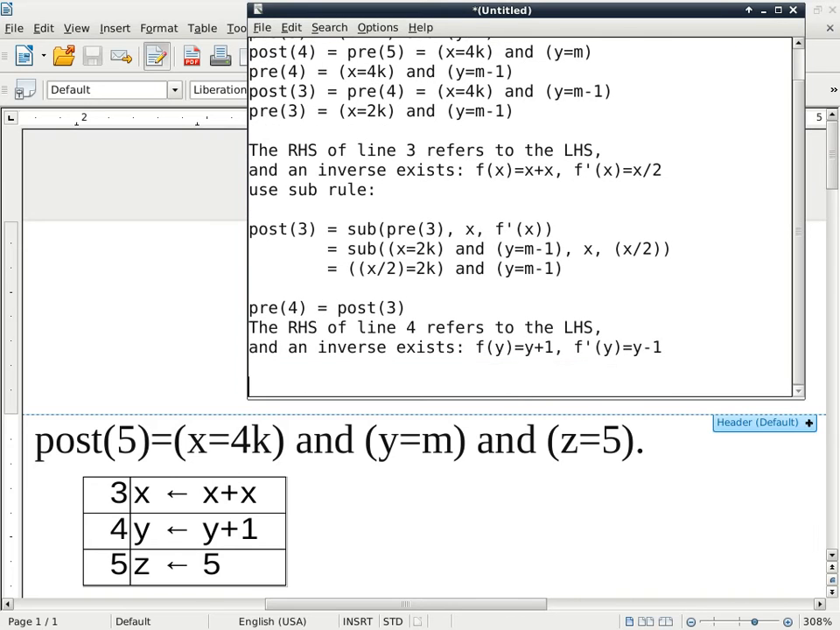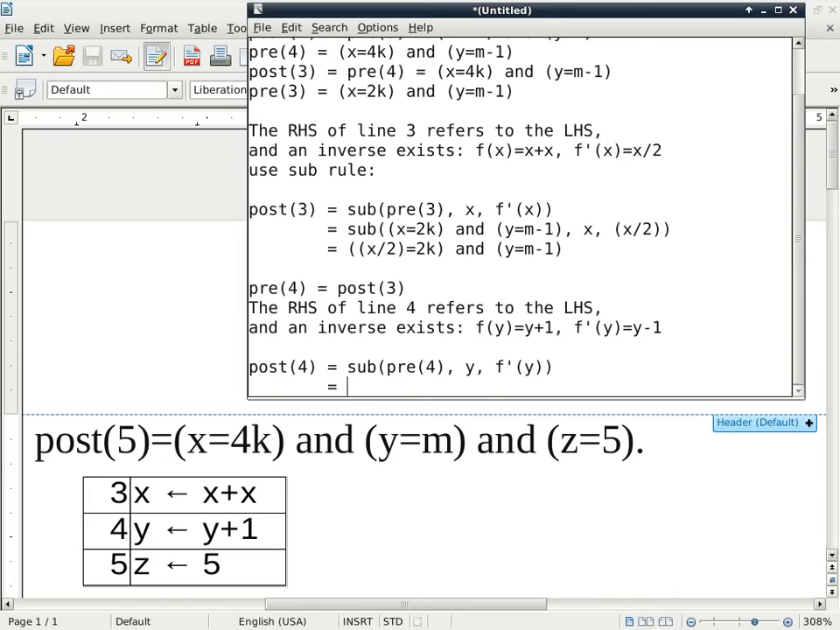Because these are pretty intuitive. They're not very difficult. Okay, so post-4, once again, is the result of applying the substitution rule to pre-4. This time we're looking for occurrences of y. And with each occurrence, we want to replace that with the inverse function applied to y. And this part is just expanding what we already knew about pre-4. Pre-4 is the same as post-3, so I would just copy and paste this. Replacing y with y minus 1.